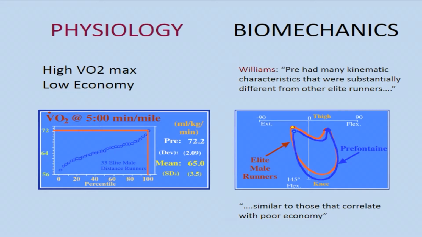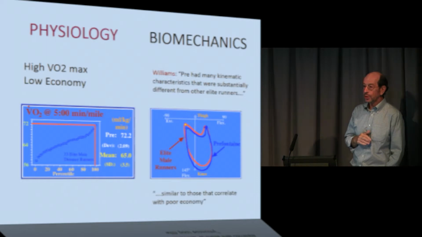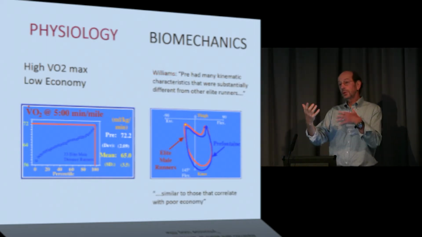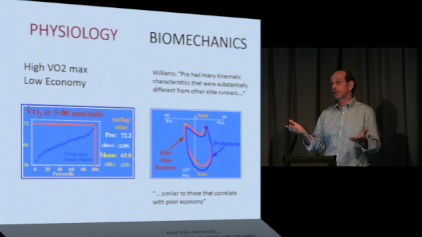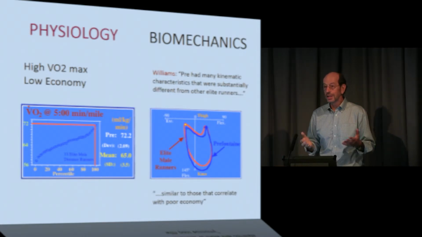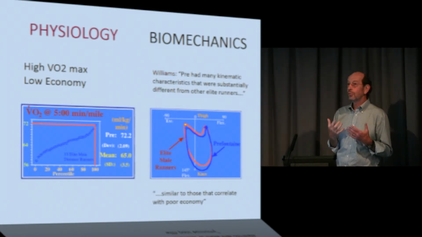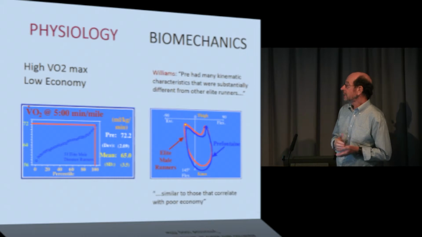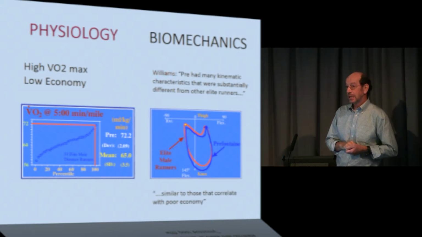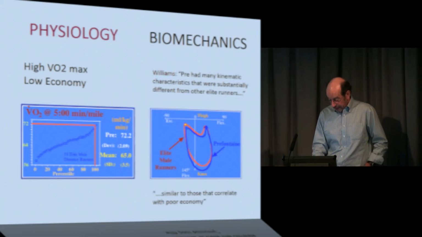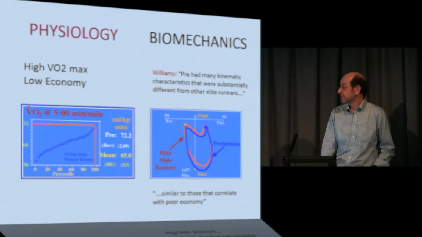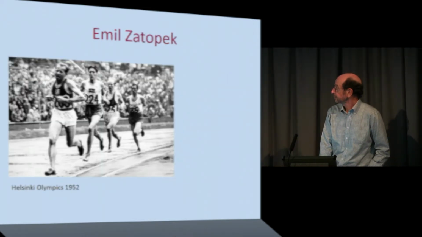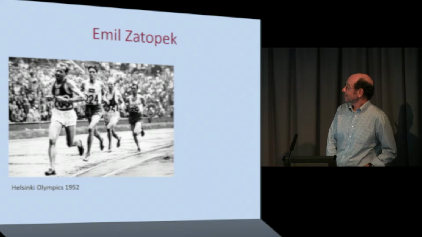His kinematic characteristics were substantially different from the other elite runners, and they were similar to those that correlate with poor economy. And so, for example, emulating a running style of a runner like Prefontaine would not be a great idea. It seems that he ran fast despite his running style and because of his abnormally high and exceptional physiological capabilities. Another very famous example is Emil Zatopek.